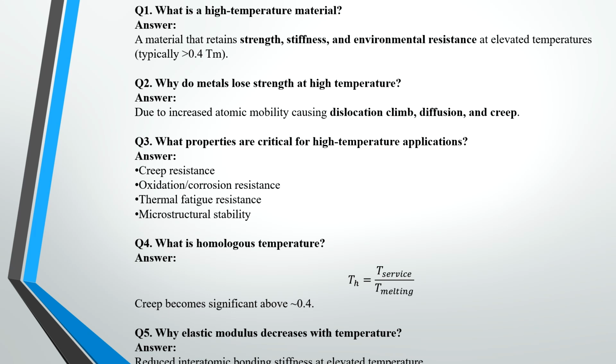What is homologous temperature? It's the service temperature divided by the melting temperature. Creep becomes very significant above 0.4, so that is called homologous temperature. Why does elastic modulus decrease with temperature? Because, as I said, the interatomic bonding stiffness reduces. Hence the elastic modulus, which is nothing but stiffness, reduces with temperature.